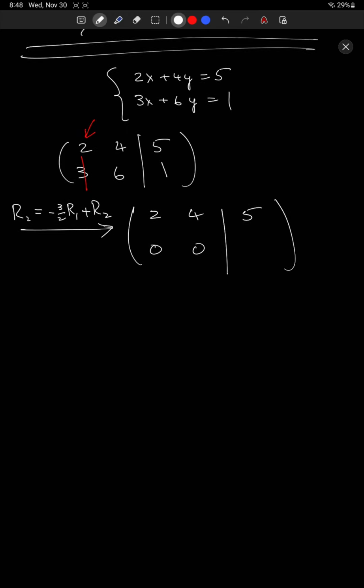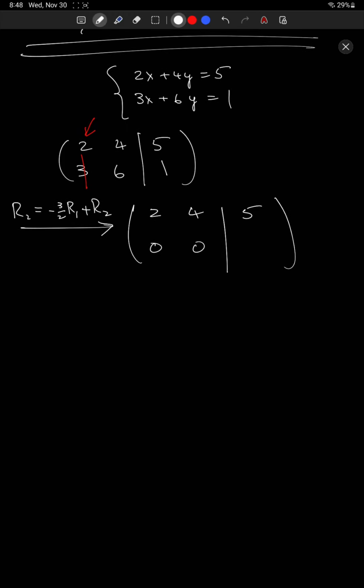Okay, let's do the same thing with the 5. 5 times minus 3 halves is minus 15 halves, and then plus 1 is going to be minus 13 halves. So this is going to be minus 13 halves. Now there's nothing left to clear under the 2. So our next step would have been to go to the next line and clear things under that. But this has a 0 there. There's nothing left to do.